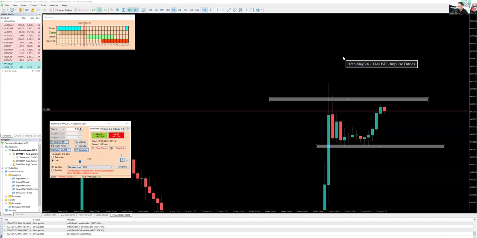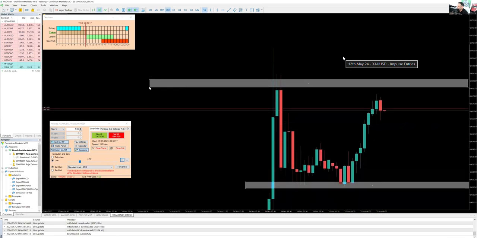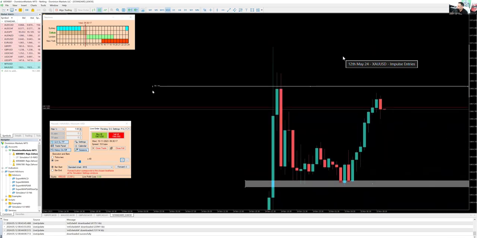Just waiting for the 30-minute candle to close. Let's forward this. Okay, so now the 30-minute candle has closed. You can see now we're creating some sort of resistance on the 30-minute time frame.